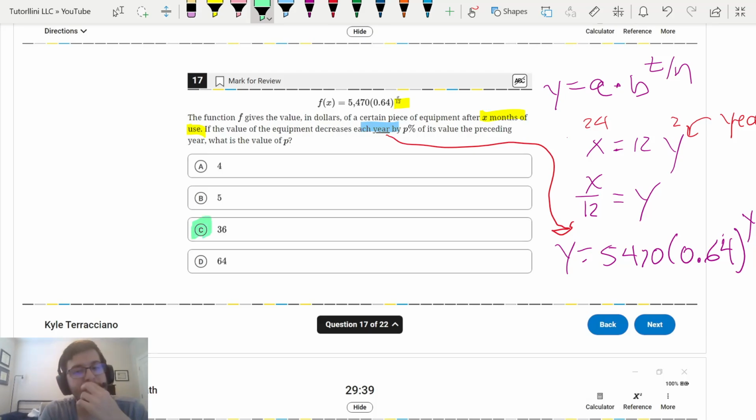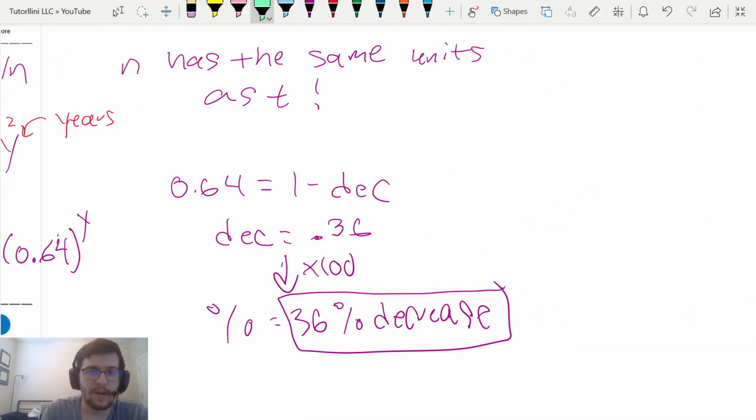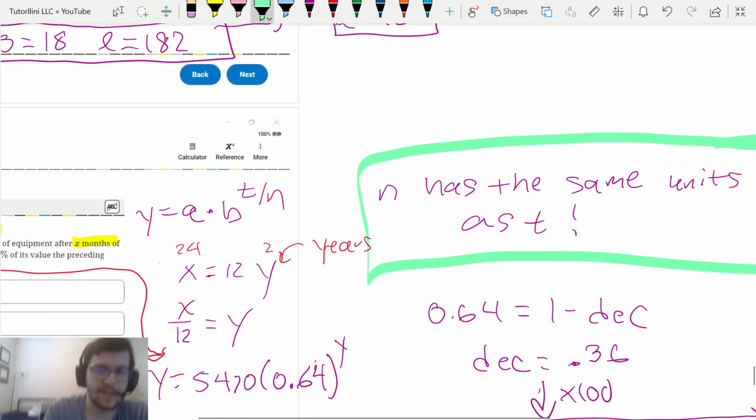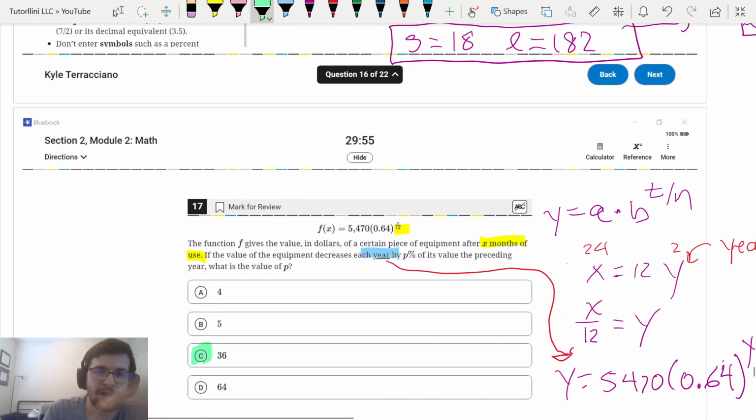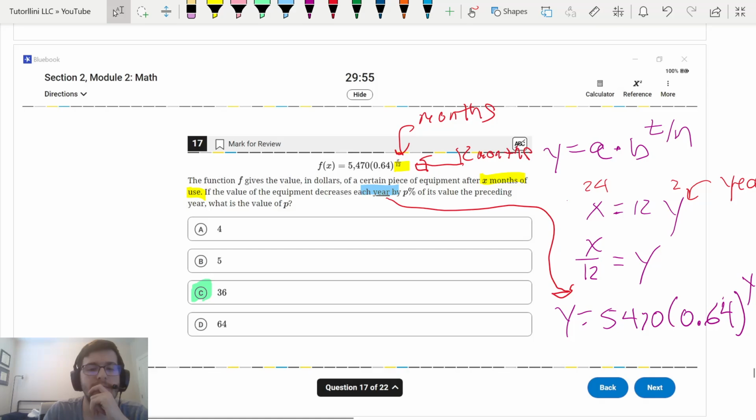So yeah, if this each year thing confuses you, remember what I just taught you. N always has the same units as t. The interval always has the same units of t. So in this one, x was in months. So that meant the 12 also had units of months. So we had to convert it. Okay, great. We're almost done.